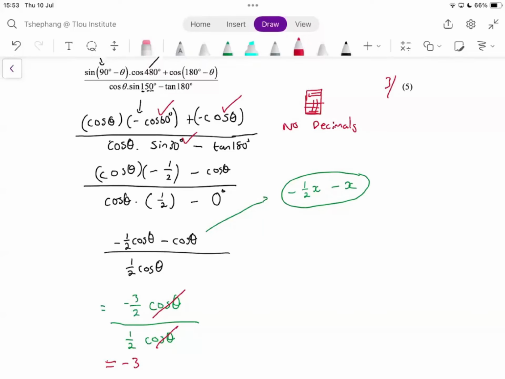Even if you took out cos of theta as a common factor, that's perfectly fine. It was going to work out because you were going to have cos of theta outside here. Then you're going to have negative 1 over 2 minus 1 all over cos of theta multiplied by a half, where these two cancel each other out. And then this will still give you the negative 3.